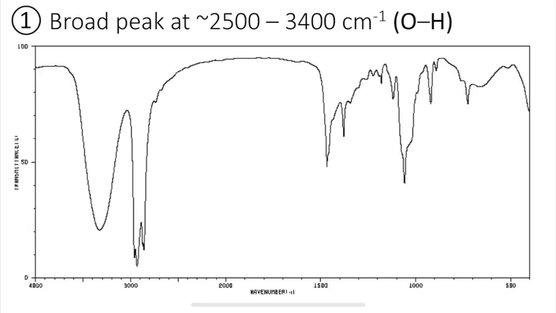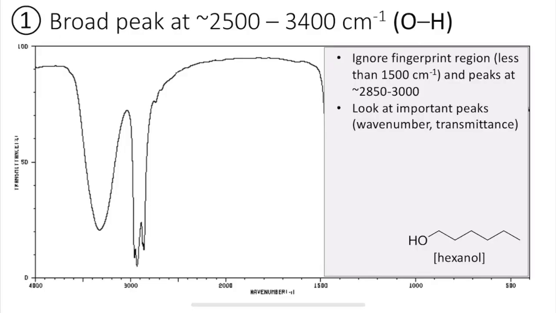Let's take, for example, this IR spectrum over here. This is the IR spectrum of an alcohol, specifically hexanol. First, we have to ignore the fingerprint region, and we also have to ignore the CH peaks as mentioned.